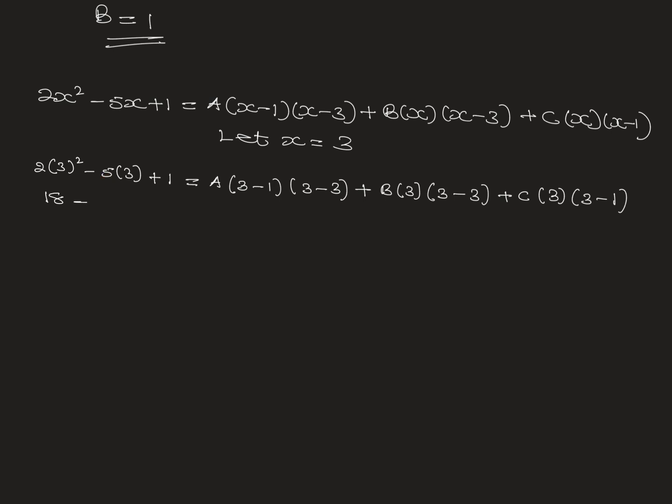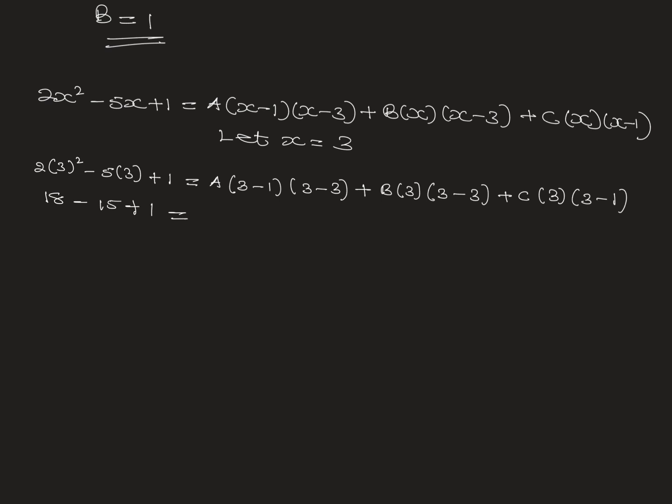Minus 5 times 3 is 15. Then plus 1. Since we have 3 minus 3 is 0, this is going to be 0 automatically. We can forget about it. And since we have 3 minus 3 also as 0, this is going to cancel out. So it's also going to be 0. So this is what we have to consider.